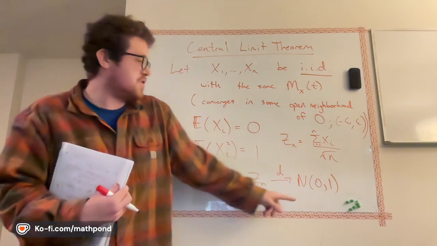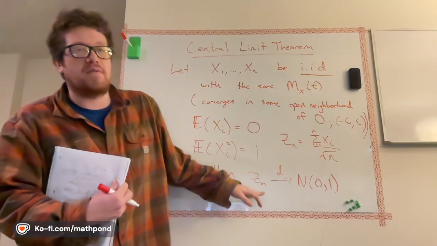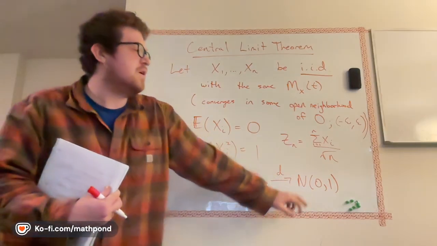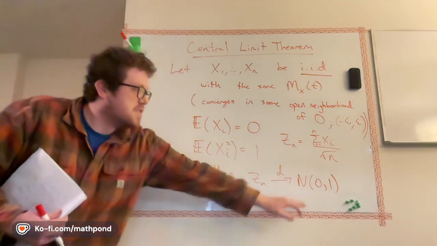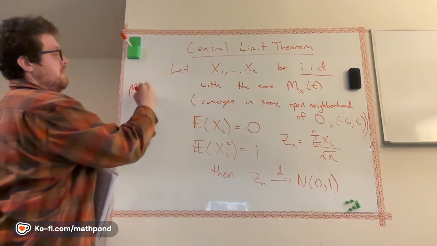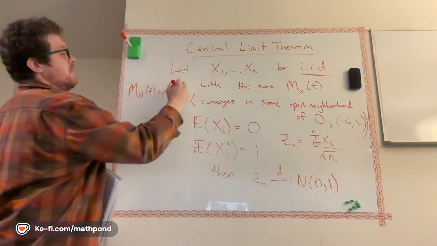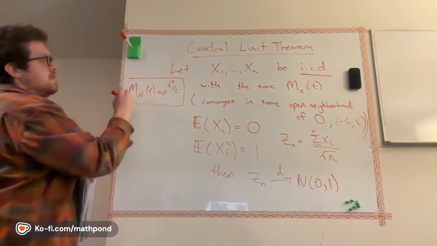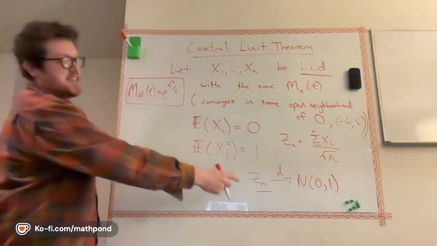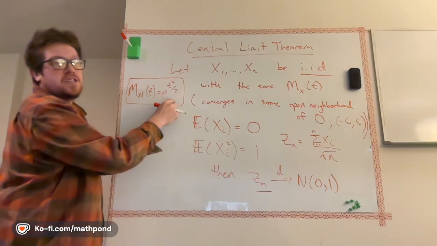it's getting much closer and closer, which is if and only if the moment generating function is converging pointwise to the moment generating function of this, which again, just to remind you, is M(t), which is e to the t squared over 2. So we're basically trying to show that the limit of the moment generating functions of these Zn's converges pointwise to e to the t squared over 2.